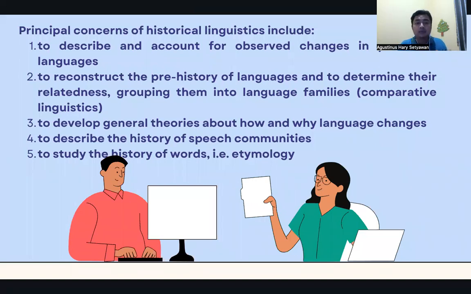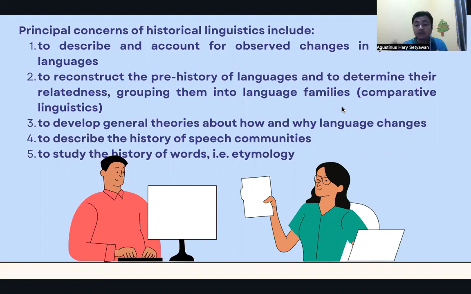We sum up the aims: to describe and account for observed changes in particular languages. The other is to reconstruct the prehistory of languages and to determine their relatedness, grouping them into language families. This is comparative linguistics. Then the third is to develop general theories about how and why languages change.